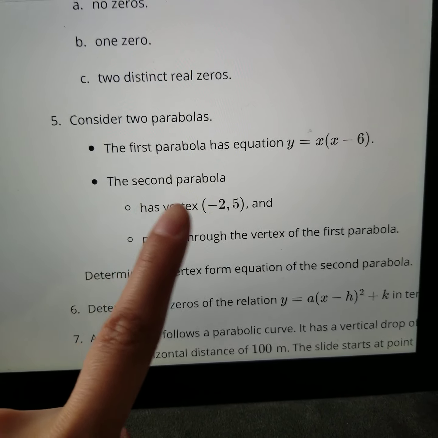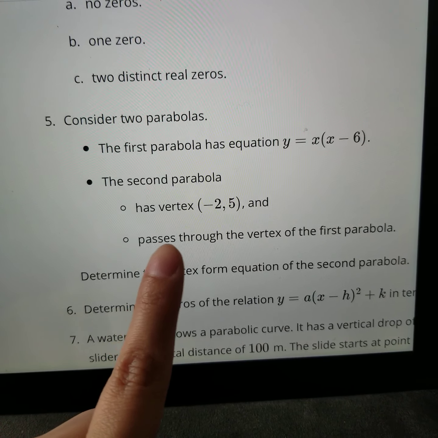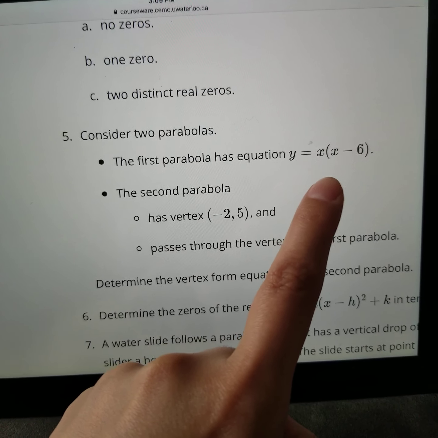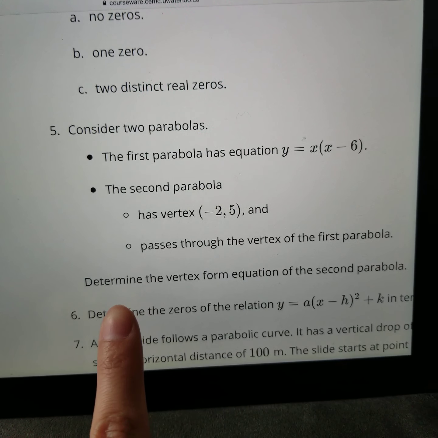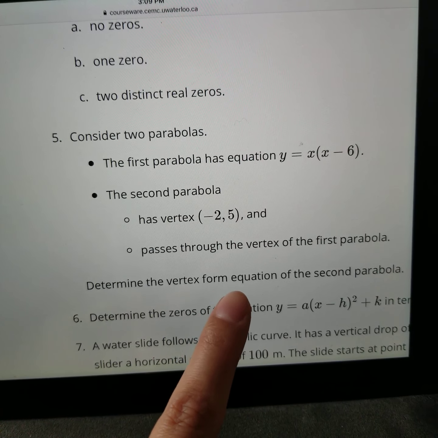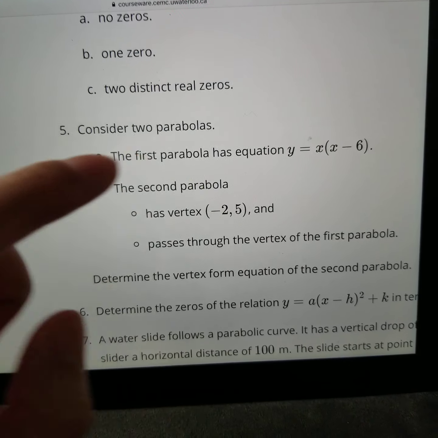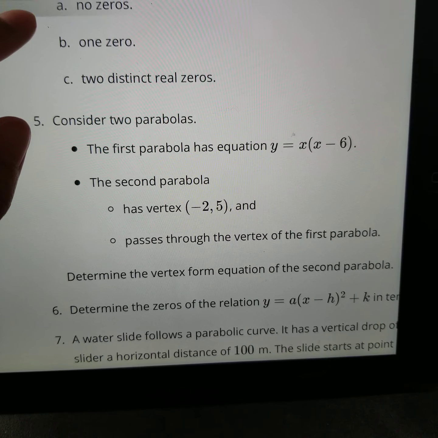And then we have a second parabola. They tell us the coordinates of the vertex, and it's going to pass through the vertex of this parabola, which they didn't explicitly give to us yet. So we'll find out information about that. And then it says determine the vertex form of the equation for this second parabola. So again, let's try to look at a sketch. We can go to Desmos and take a look at what they're giving us.